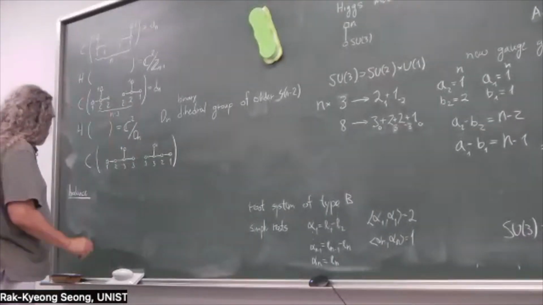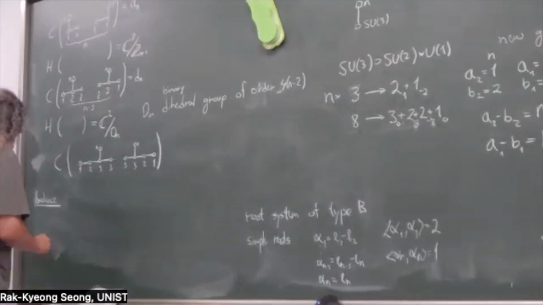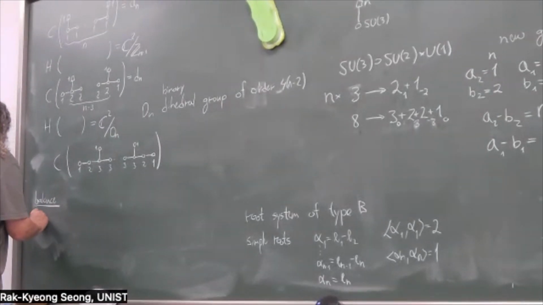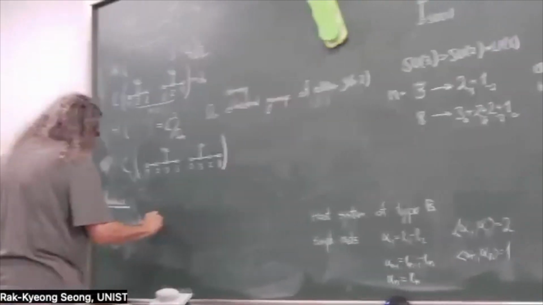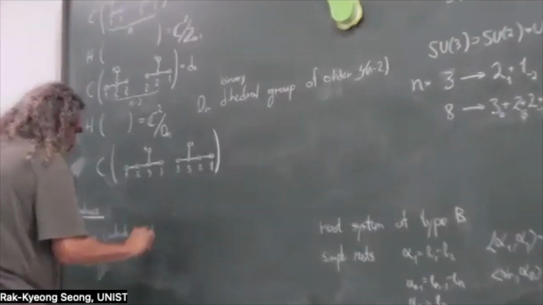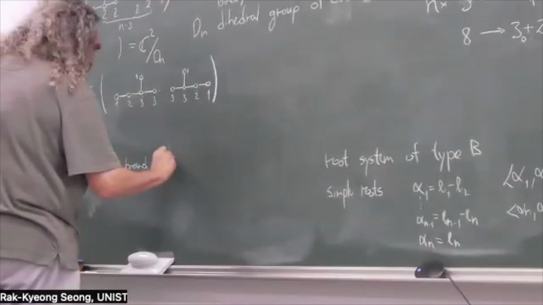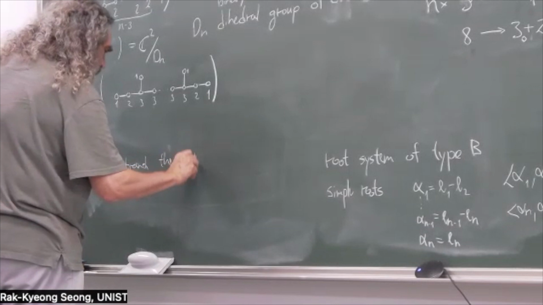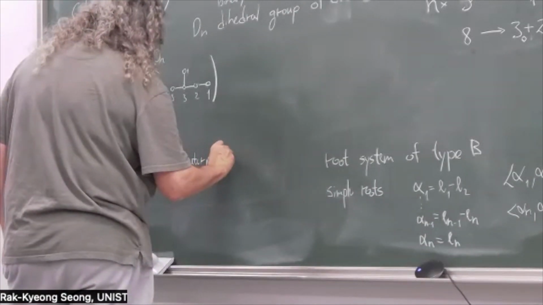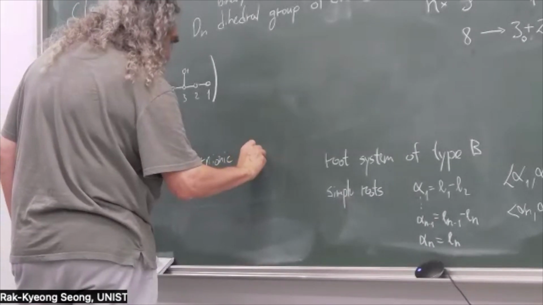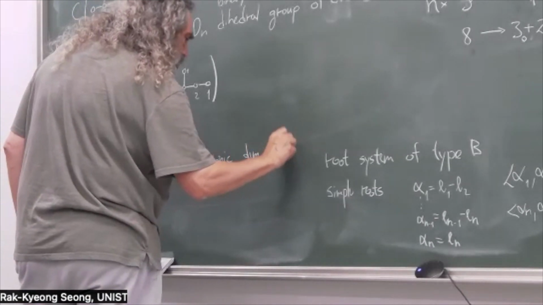Remember that for a Coulomb branch, the quaternionic dimension is the rank of the gauge group.